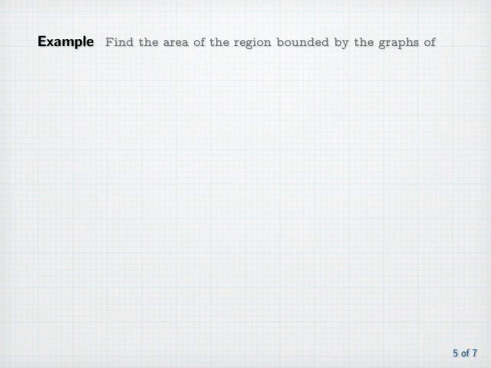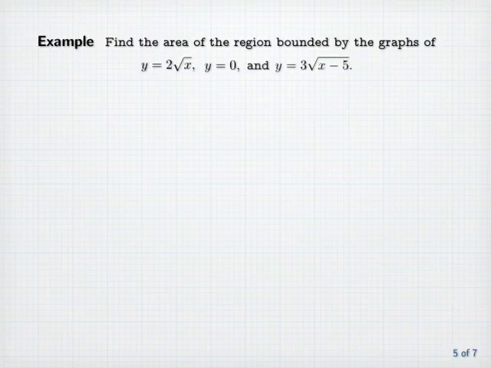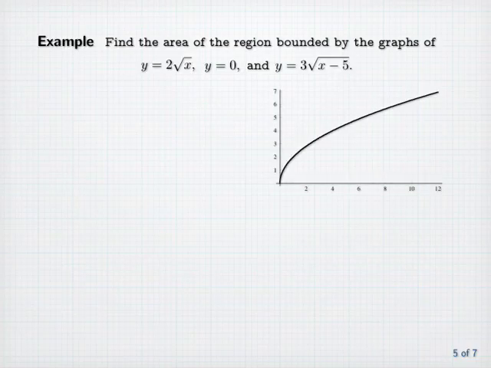Example. Find the area of the region bounded by the graphs of y equals 2 times the square root of x, y equals 0, and y equals 3 times the square root of x minus 5. Here's the graph of y equals 2 times the square root of x. The graph of y equals 3 times the square root of x minus 5 touches the x-axis at x equal to 5 and looks like that.